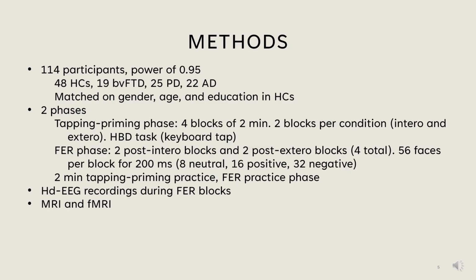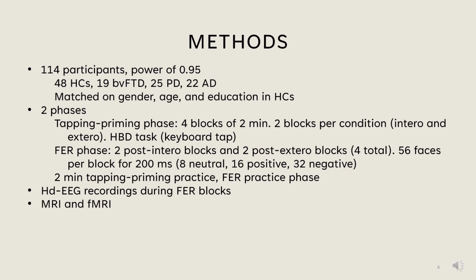We recruited 114 participants, which reached a power of 0.95. To determine this size, we ran a power estimation analysis on G*Power 3.1. Of the 114 participants, 48 were healthy controls, 19 with BVFTD, 25 with Parkinson's disease, and 22 with Alzheimer's disease. Each patient was sampled based on gender, age, and education, and matched with healthy controls.